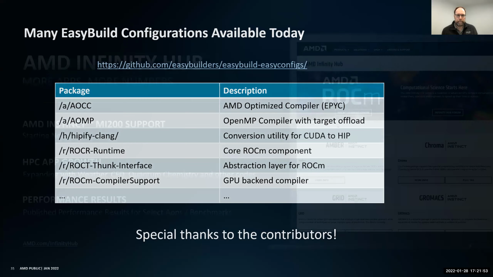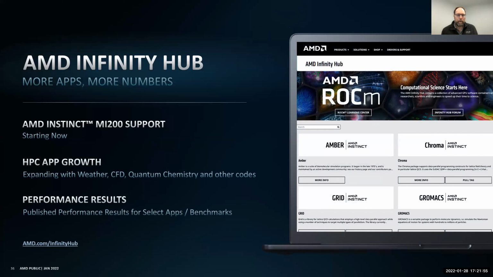Next slide, please. So as part of that container support, we wanted to make it easier for our end users to be able to get applications up and running. So we actually started an Infinity Hub. This is a spot where you can download a pre-built container. Also have some performance results posted there, and invite you to take a look at that. It supports MI50, MI100, and MI200 for most of the components.